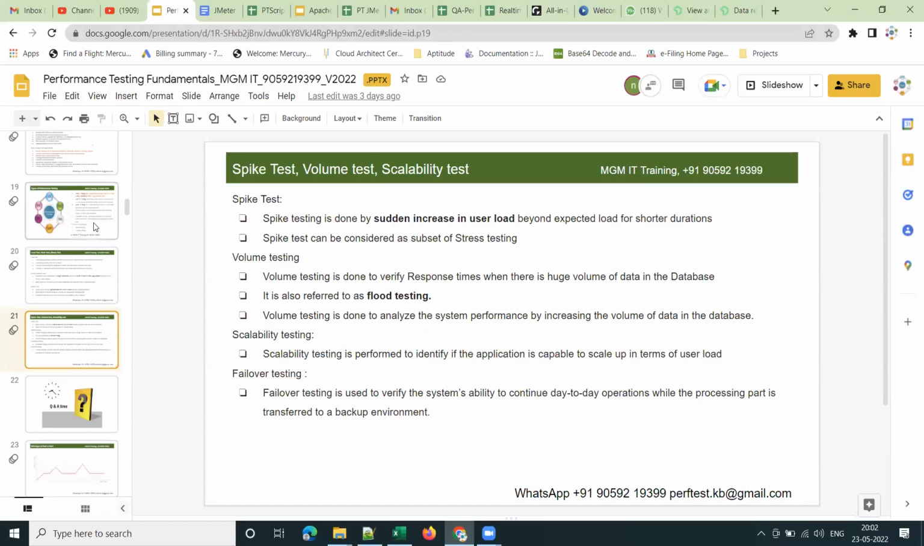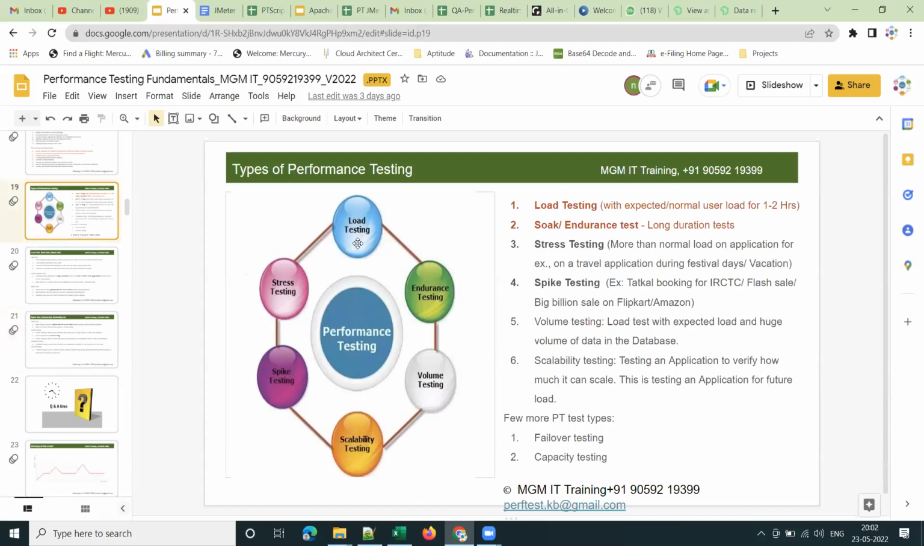So what are those, guys? As you can see in the diagram, load testing is the first and foremost one, and endurance testing is the next important type of testing. And then apart from this, you have stress testing, spike testing, scalability testing, volume testing, failover testing, and capacity testing. So these are the different types of performance tests.